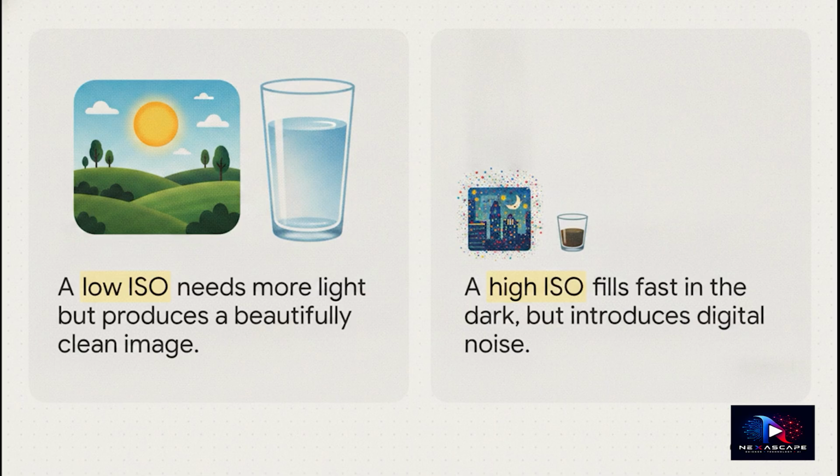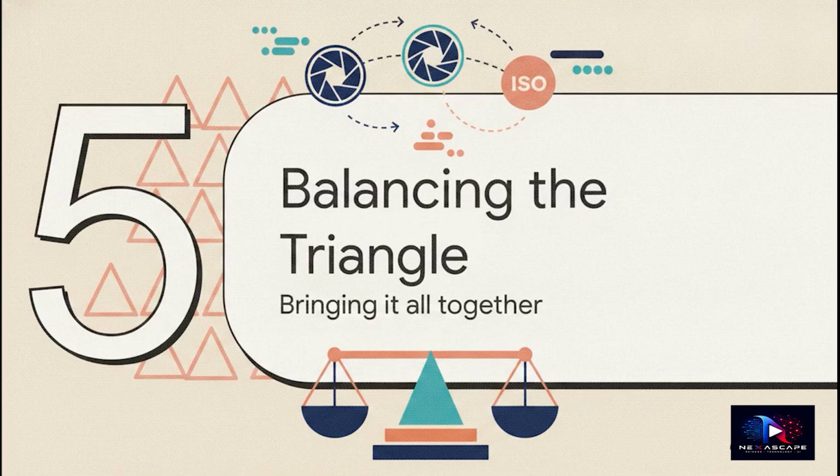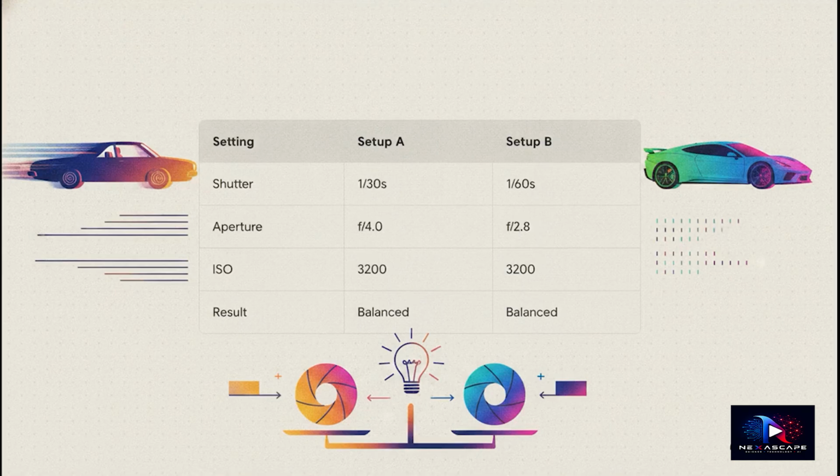Cranking it up to, say, 3200 is like swapping to a tiny shot glass. It fills up instantly when you're desperate for light in the dark, but the massive trade-off there is the heavy pixelation, digital noise, and grain that it introduces. Which brings us to our final section, part 5, balancing the exposure triangle. Okay, let's look at how these three distinct elements function together, kind of like a perfectly balanced scale.